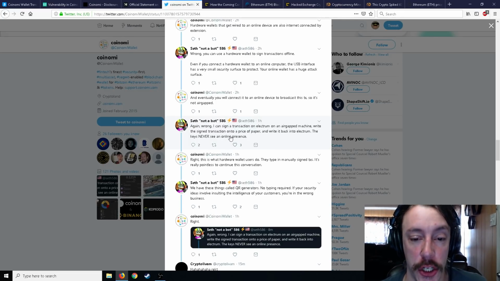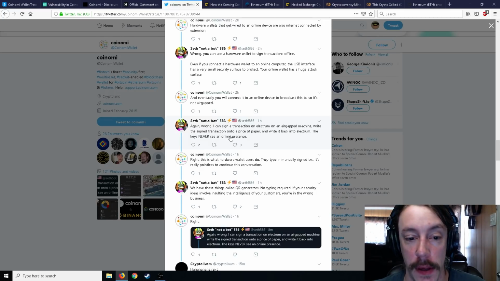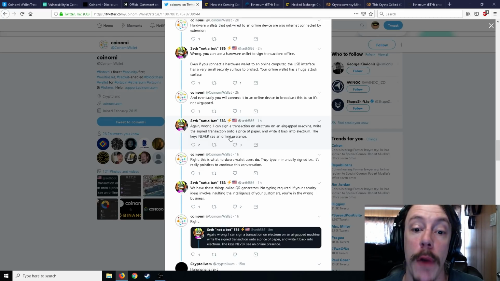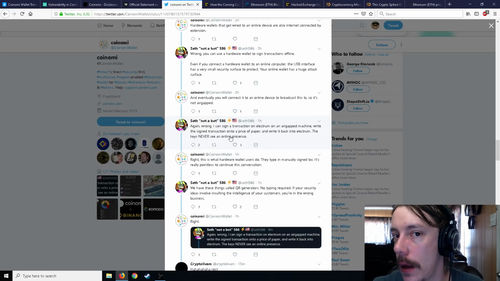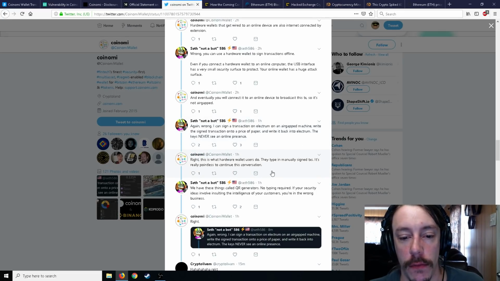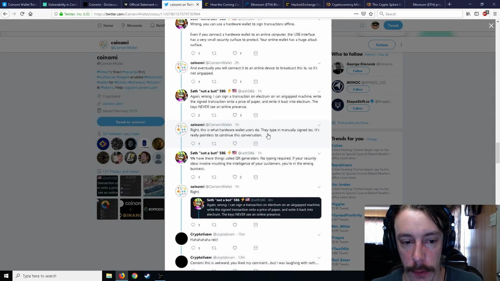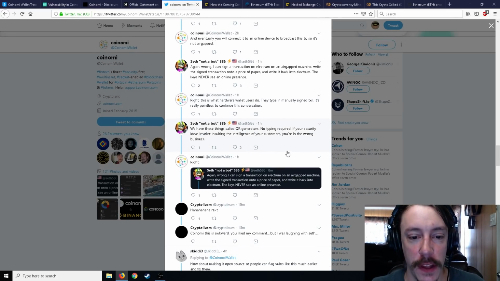I can sign a transaction on Electrum on an air-gapped machine, write the signed transaction onto a piece of paper, and then write it back into Electrum. The keys never see an online presence. It says, right, this is what hardware wallet users do. They type in manually signed transactions. It's really pointless to continue this conversation because a lot, like writing that whole thing down, you know, so that's sarcastic. So we have these things called QR generators, no typing required.